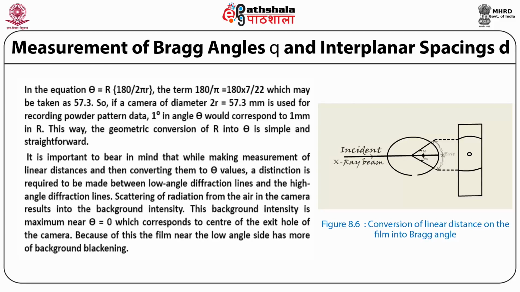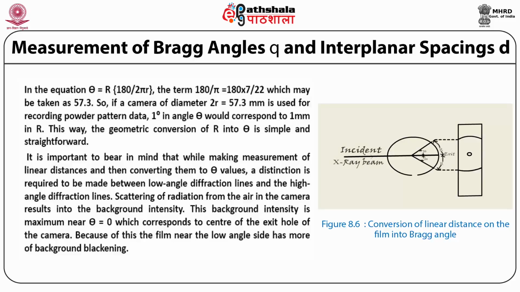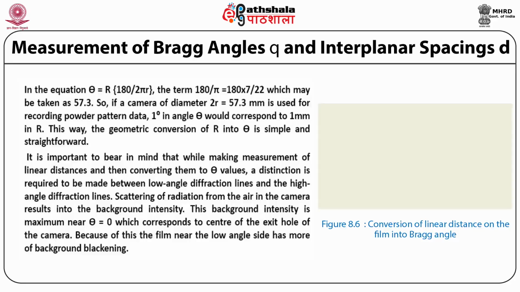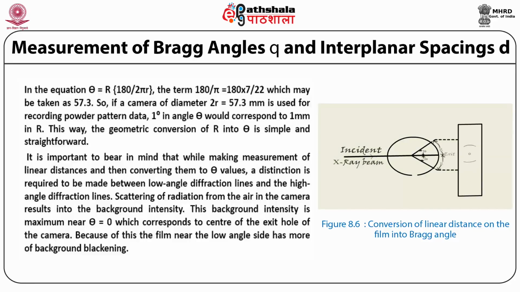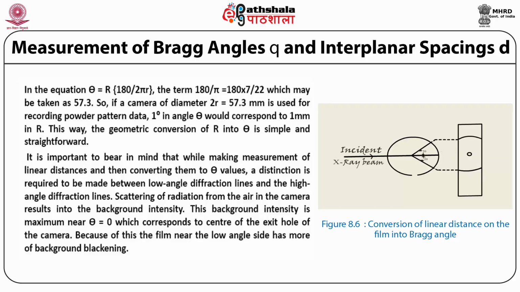In the equation theta equal to capital R into 180 by twice pi small r, the term 180 by pi is equal to 180 into 7 by 22, which may be taken as 57.3. So if a camera of diameter 2r equal to 57.3 millimeter is used for recording powder pattern data, 1 degree in angle theta would correspond to 1 millimeter in capital R. This way, the geometric conversion of capital R into theta is simple and straightforward.